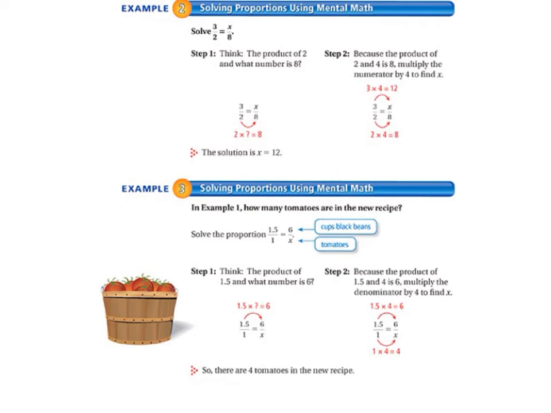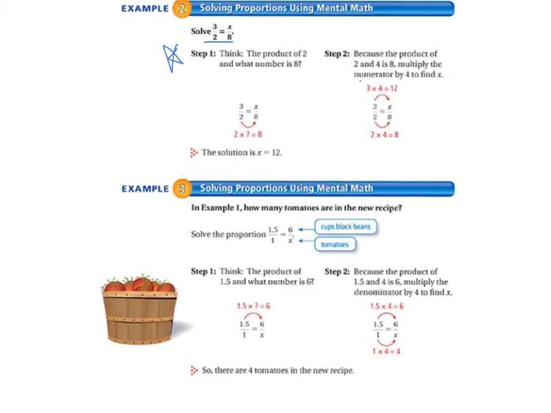Example 2, we're solving proportions using mental math. So we're solving 3 halves equal to X over 8. Let's follow the steps here. Step 1, we think the product of 2 and what number equals 8. So 2 times something equals 8. And step 2, because the product of 2 and 4 equals 8, we multiply the numerator times 4 to find X.